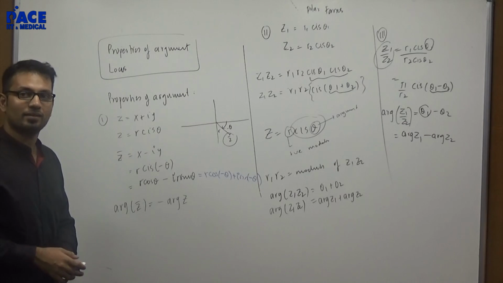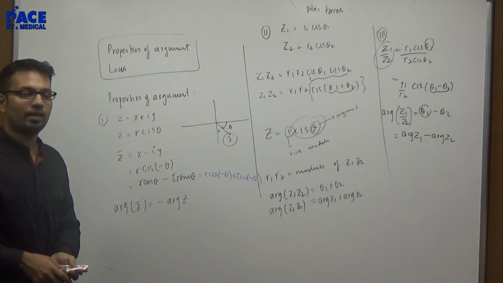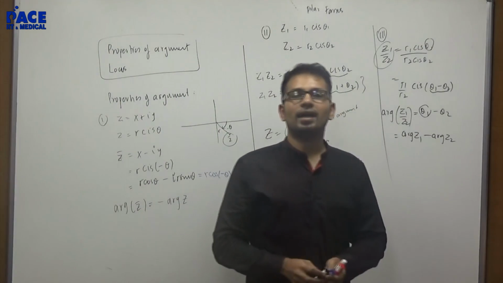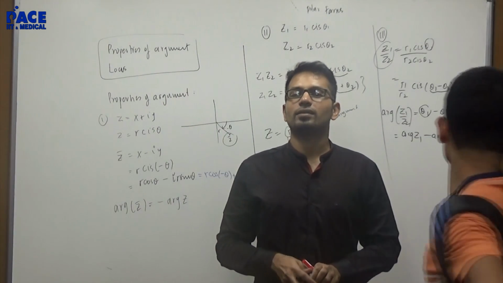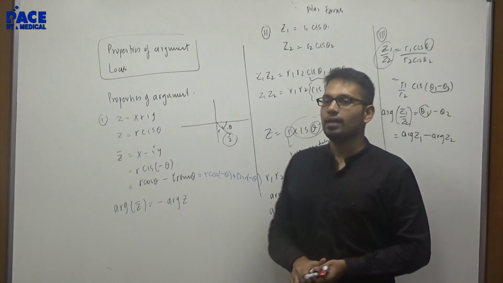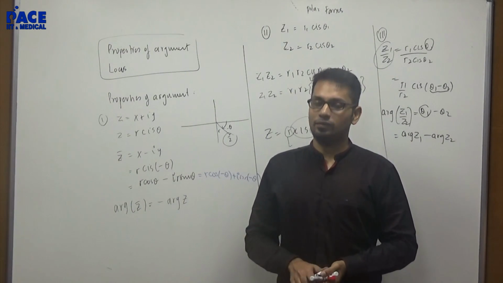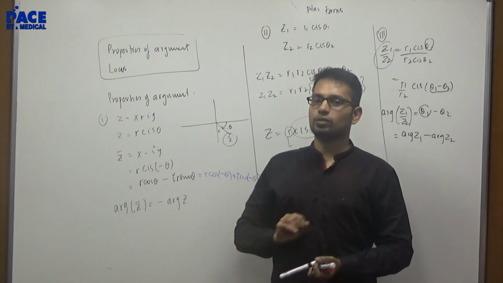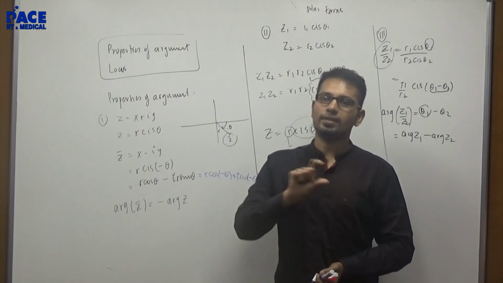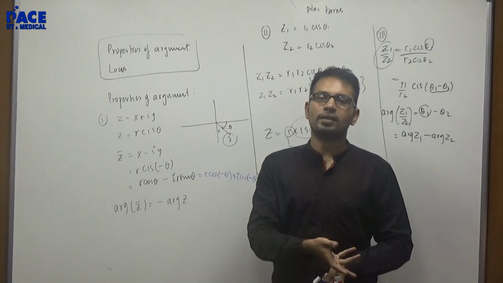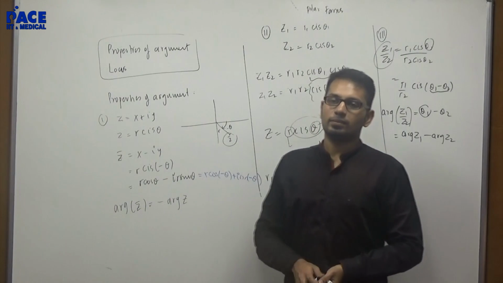Sir, what does the graph of cis theta look like? First of all, cis theta is not a real function. Okay? Cis theta is a complex number. It has two components, real part and imaginary part. If you ask for the graph of the real part of cis theta, that is cos theta. Okay?